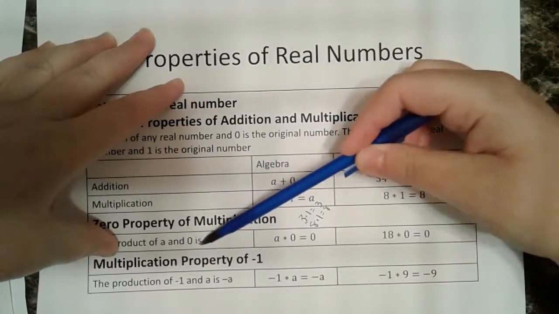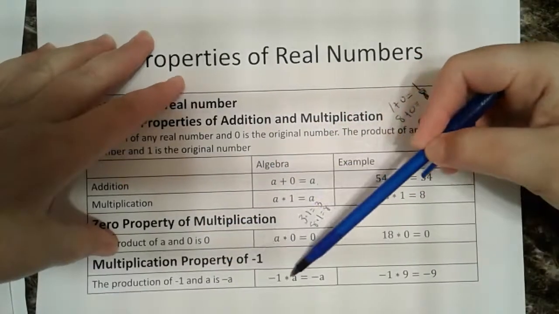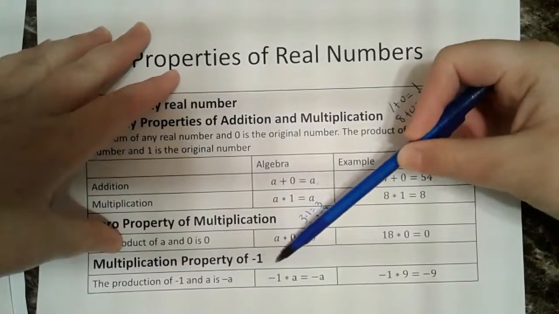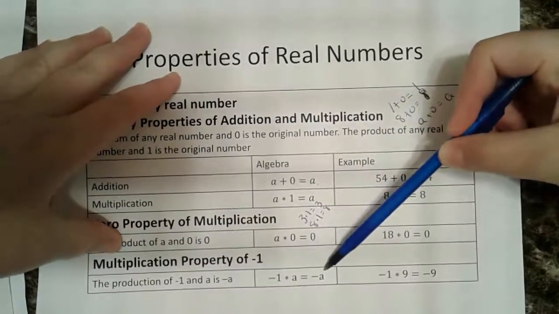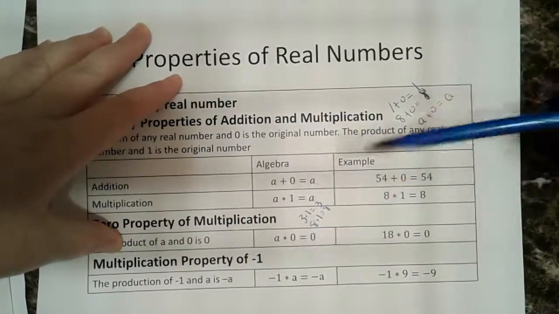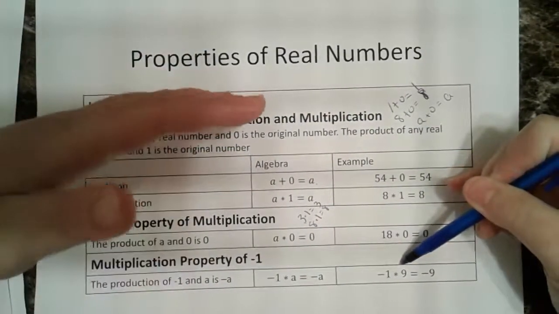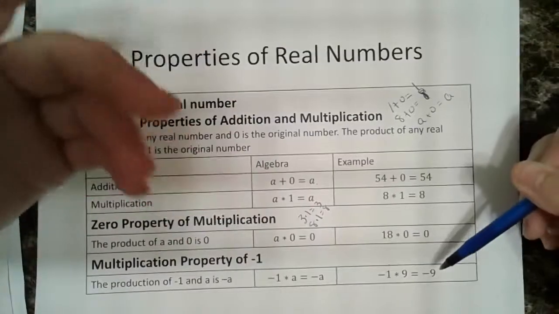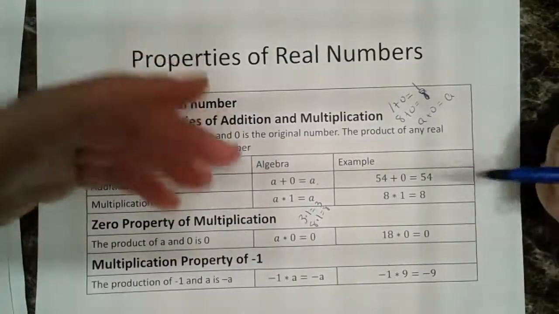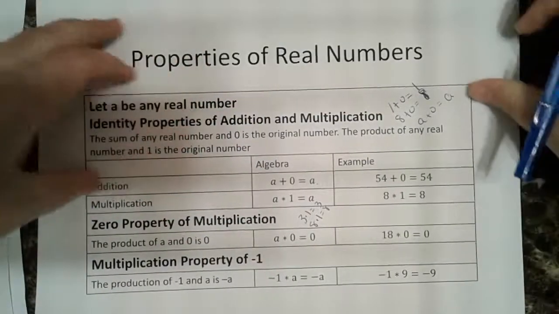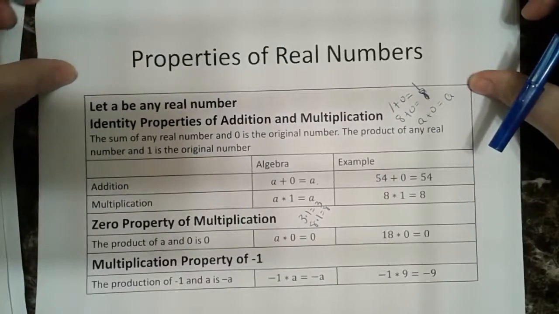So we also have the multiplication property of -1. And really all that says is, hey, if I take something times -1, I'm going to get its opposite. So if I look at this example, I have -1 times 9. What's -1 times 9? -9. It's all about its opposite. If I take something times -1, I'm going to come up with its opposite.